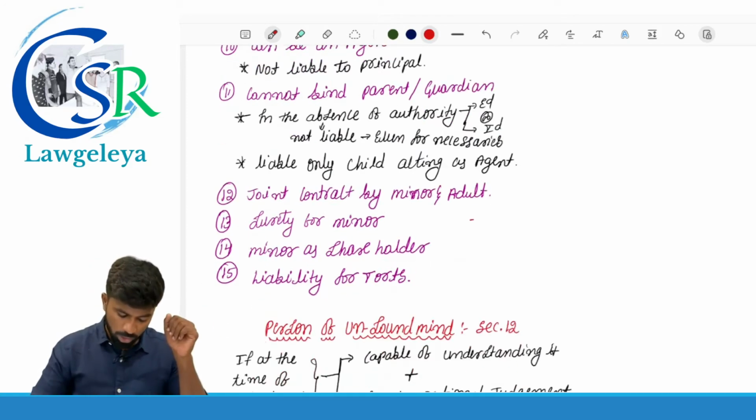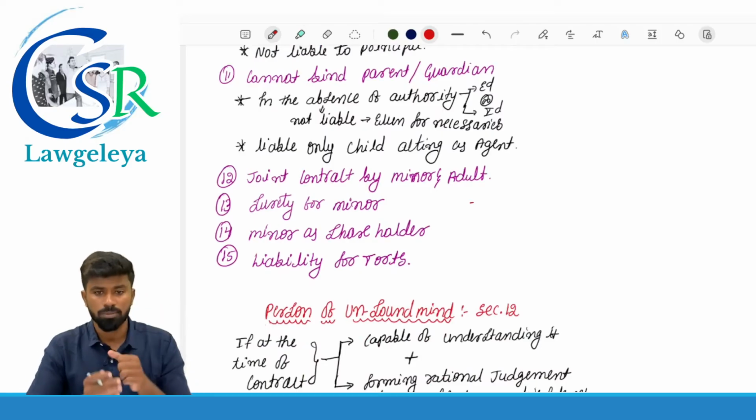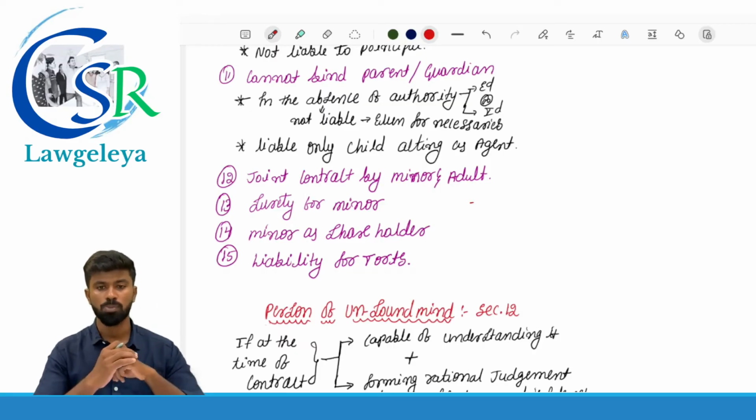No. Next one, contract cannot bind the parent or guardian. See, for the act of minor, who is not responsible? Parents are not responsible. Based on this, they asked question in the previous examination.